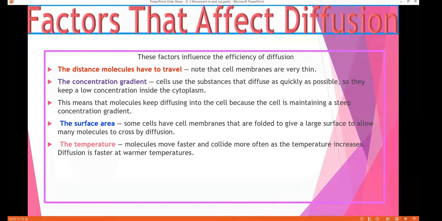This means that molecules keep diffusing into the cell because the cell is maintaining a steep concentration gradient. So whenever the concentration in the cytoplasm is low, you may observe the ions and the gases keep diffusing from outside the cell to inside the cell. Why? Because the concentration outside the cell is more compared to the concentration inside the cell, and this is how the diffusion takes place. And the next factor is the surface area.